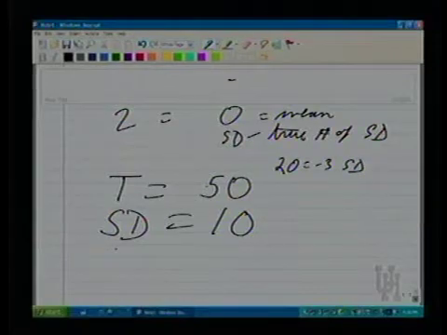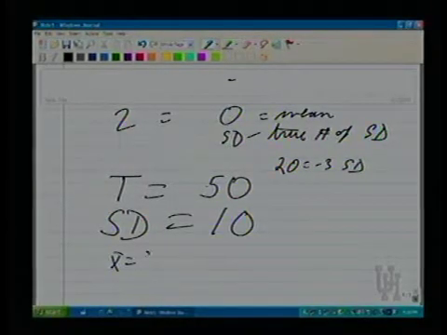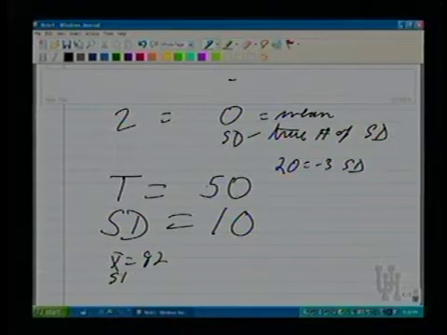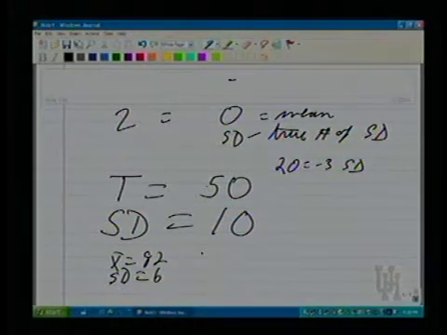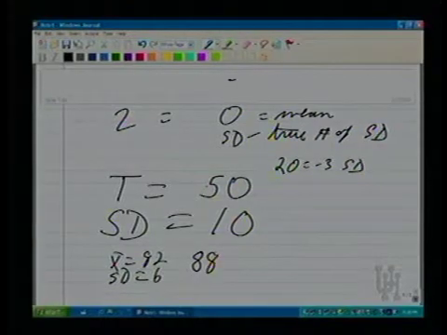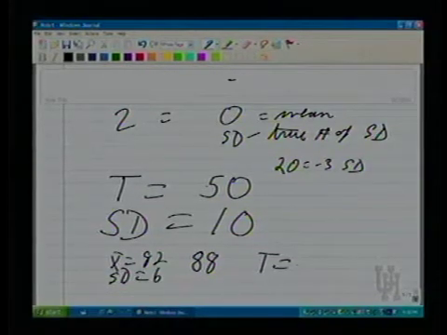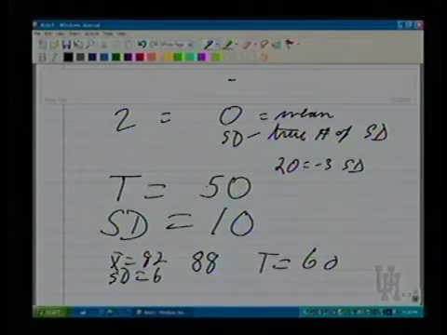You understand why? Let's try this. Let's go back here. Let's say you have a score where the mean is 82, and the standard deviation is 6, and you got an 88. So you're 1 standard deviation above the mean, right? So your t-score is going to equal 60. Right? 50 for the mean, 1 standard deviation above gives you another 10 points. Your t-score equals 60. You see it?